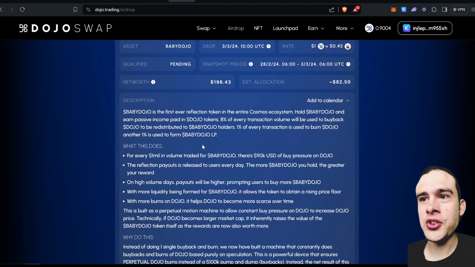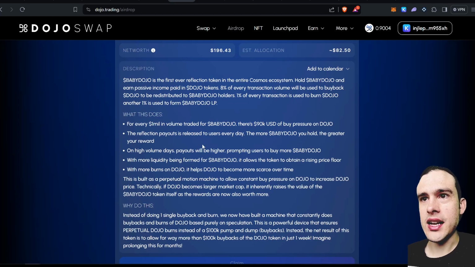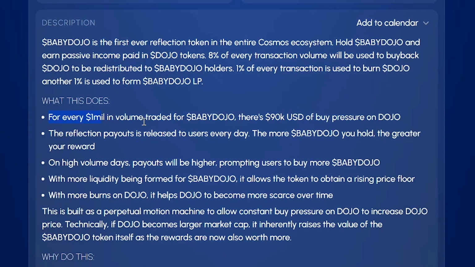Now, I don't really like these tokenomics that much these days because it really discourages people from selling it, but this one's just going to get airdropped at the end of the day anyway. Hopefully you'll make it, but I think I will probably hold on to this to see how well it does. I think most people will probably end up selling this at the start, and then maybe it will start to gain appreciation, as for every $1 million in volume traded in the baby Dojo token, there's 90k USD of buy pressure on Dojo, and that reflected payout is released to users every day. The more baby Dojo you hold, the greater your reward.